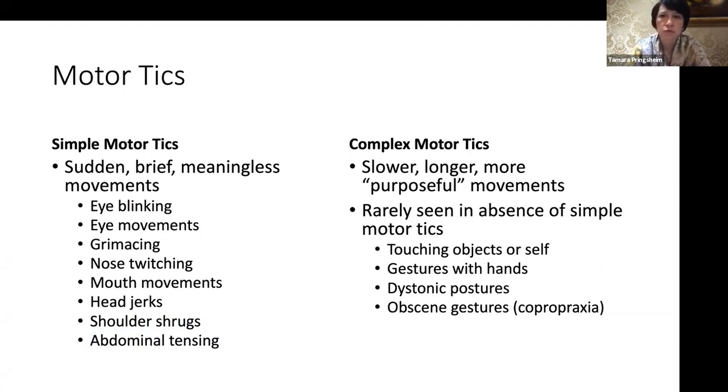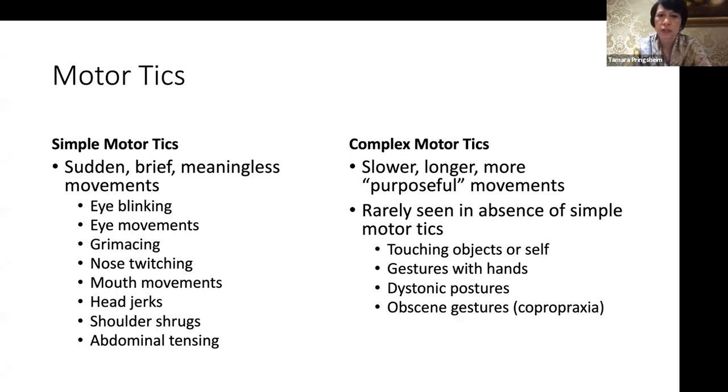The ones we see most frequently tend to be eye blinking, movements of the eyes, such as looking to the side or opening the eyes wide, grimacing, wrinkling the nose, movements of the mouth, movements of the head and neck, shoulder shrugging, and abdominal tensing. It can literally be any type of simple, quick movement which affects the body.